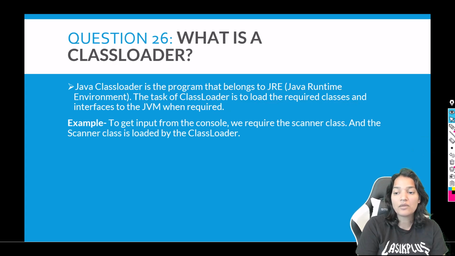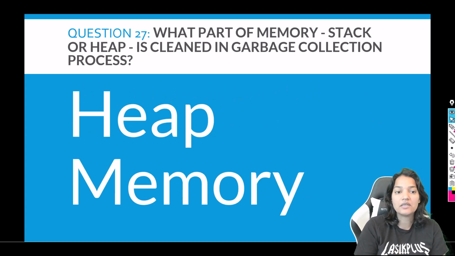And now we have one more question to cover, since it was a very simple one. The next question is, what part of memory, is it stack memory or heap memory, is cleaned in the garbage collection process? As we talked about garbage collection, it basically cleans up all your objects that are not reachable or that you don't need anymore. So what part of memory do they wipe out?